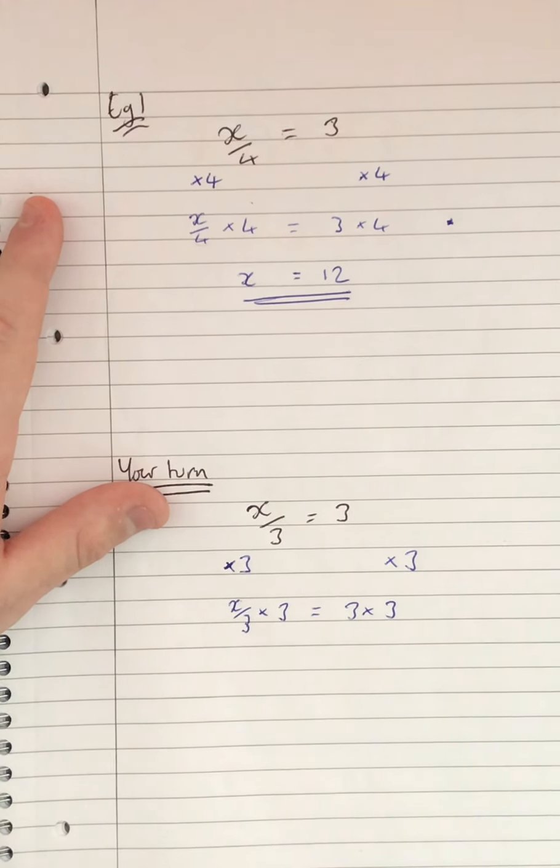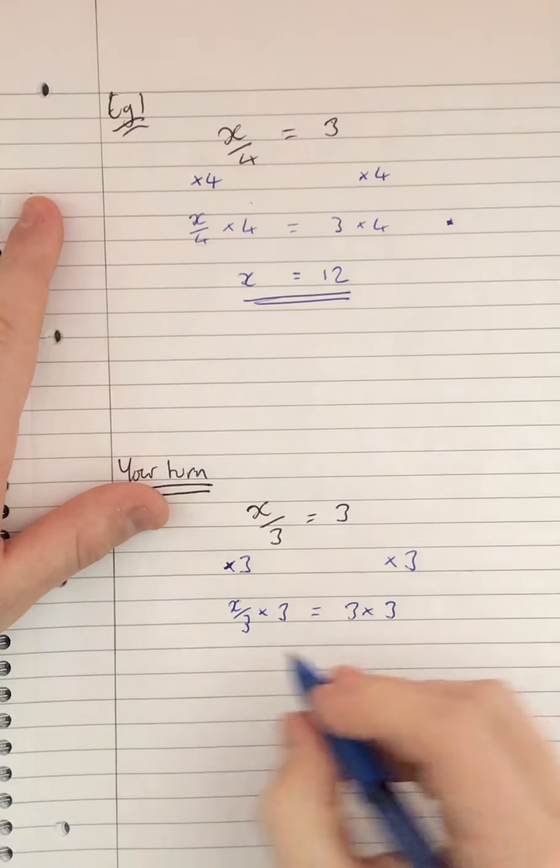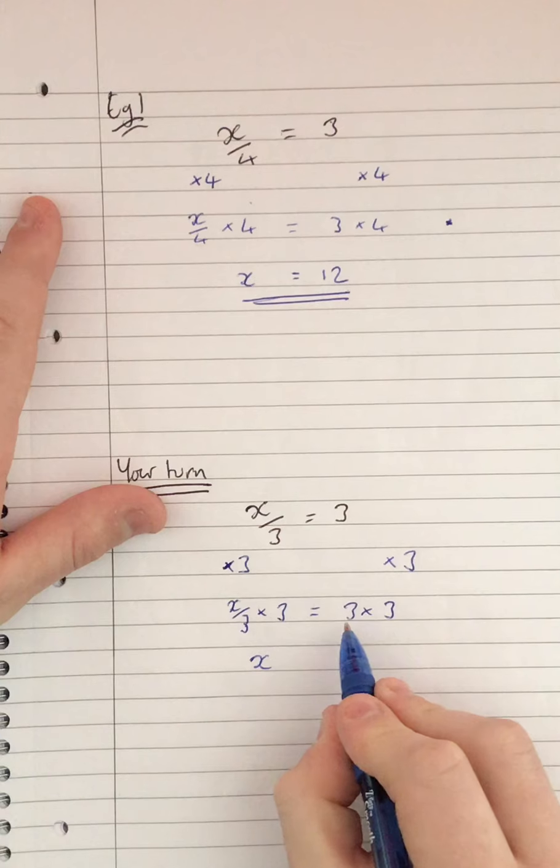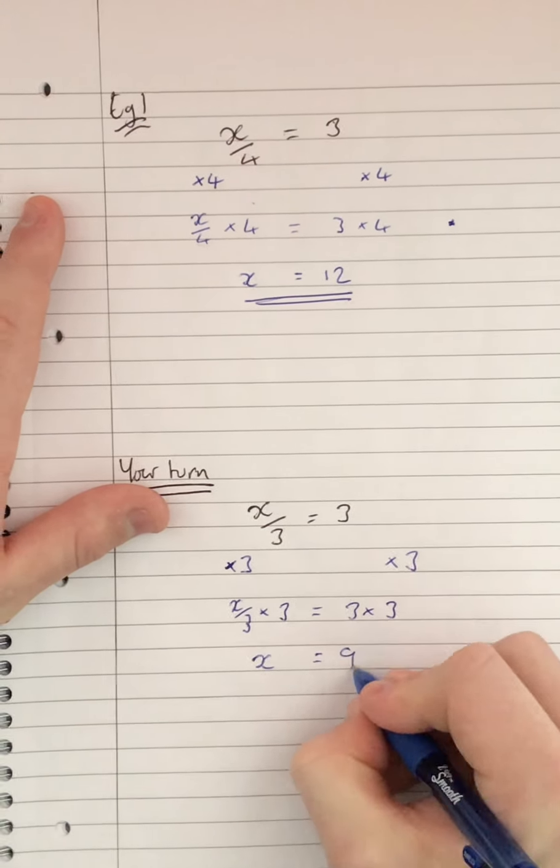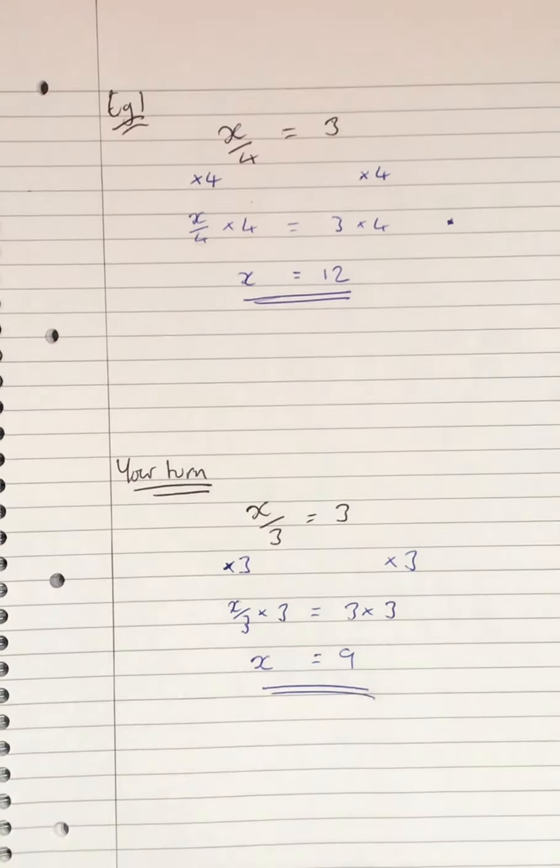If we divide by 3 and then times by 3, it's going to cancel out, okay? So we're going to end up with x, and 3 times 3 is 9. So hopefully you got x is equal to 9.